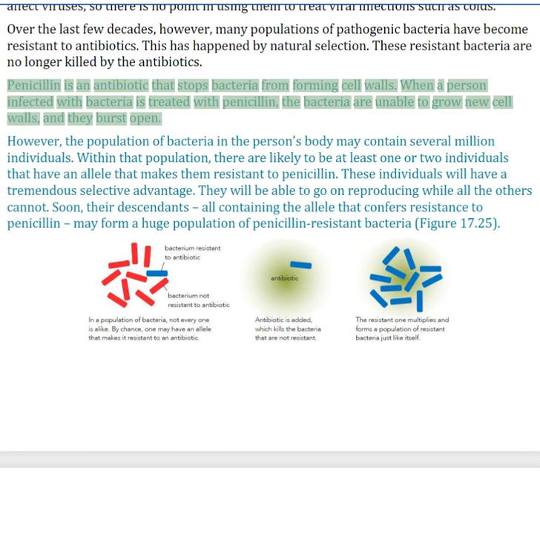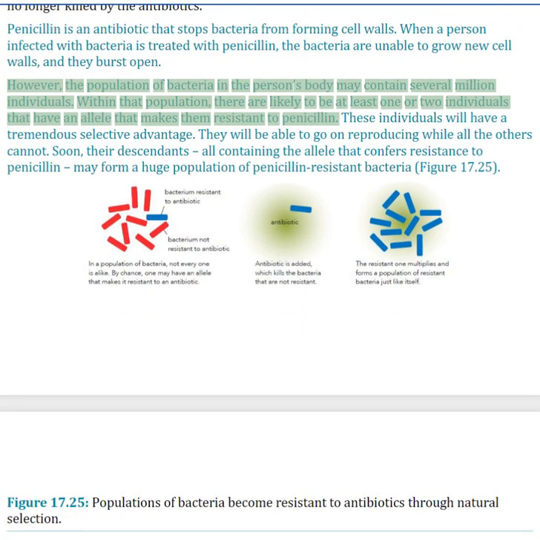Penicillin is an antibiotic that stops bacteria from forming cell walls. When a person infected with bacteria is treated with penicillin, the bacteria are unable to grow new cell walls and they burst open. However, the population of bacteria in the person's body may contain several million individuals.